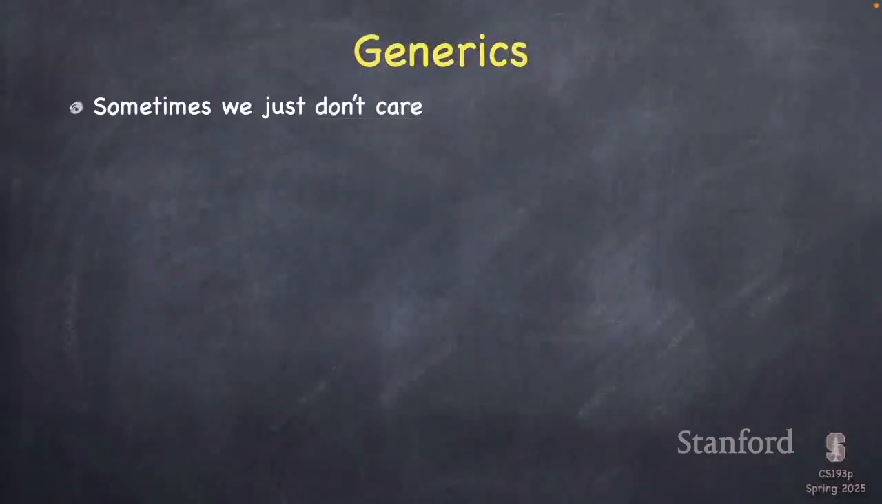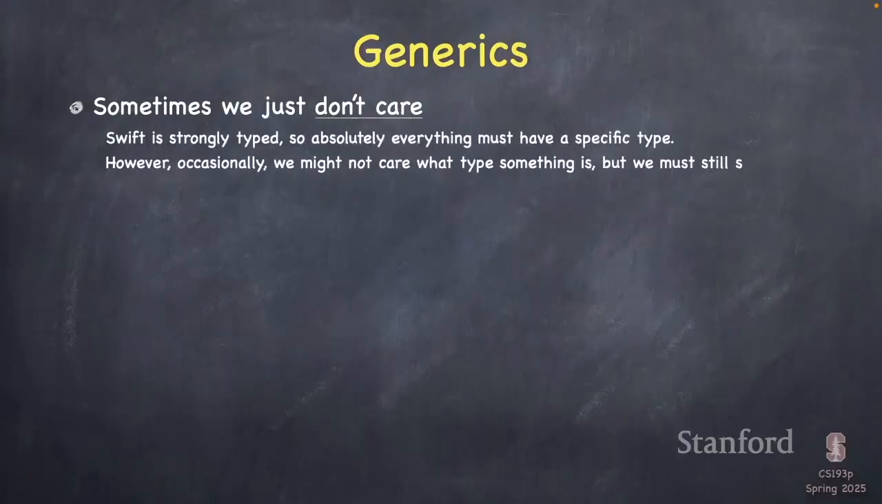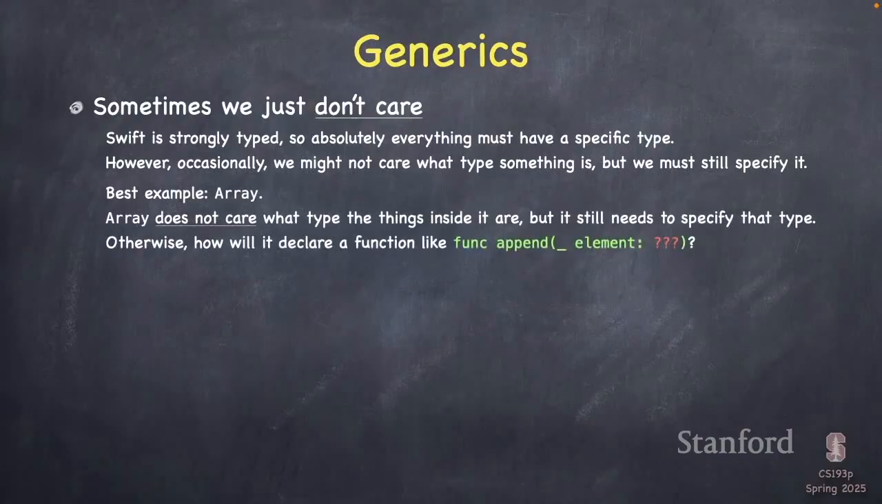All right, generics. Okay, sometimes we just don't care, is what I say right here, and that's true. Because Swift is strongly typed, everything has to have a specific type. However, occasionally we don't really care what type something is. We know it needs a type, but we don't really care what it is. Array is the canonical example. I experiment in this class with showing other examples, but this is the one that people really understand: an array is a type, it's a struct, and it contains things that it doesn't care what they are. It could be an array of classes, it could be an array of structs, it could be an array of enums. It absolutely does not care.